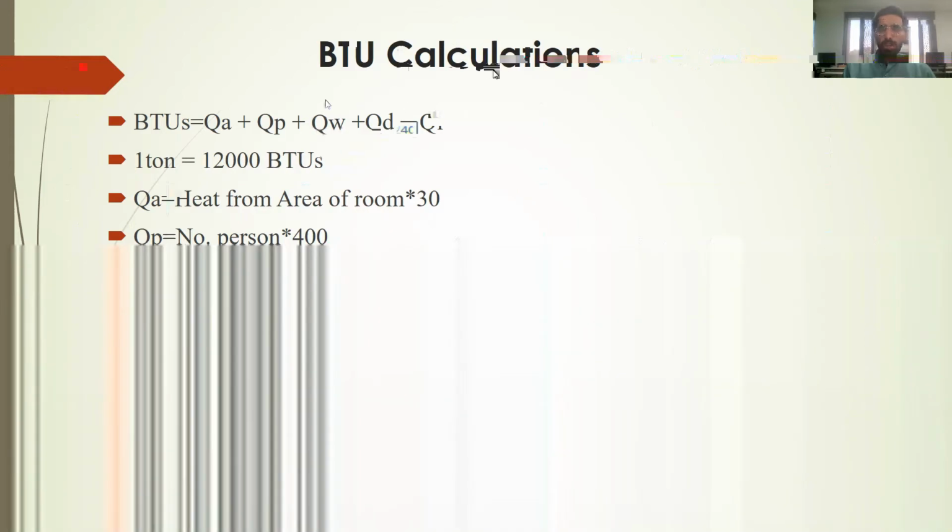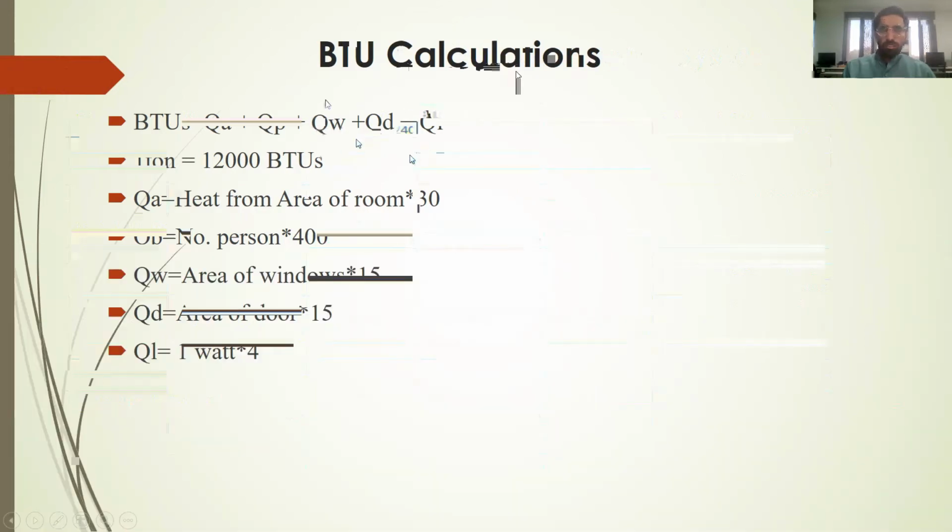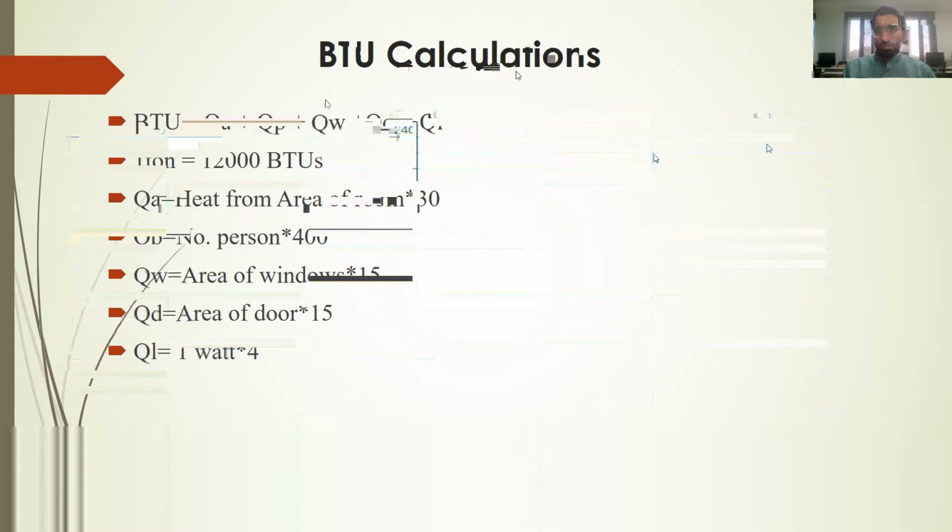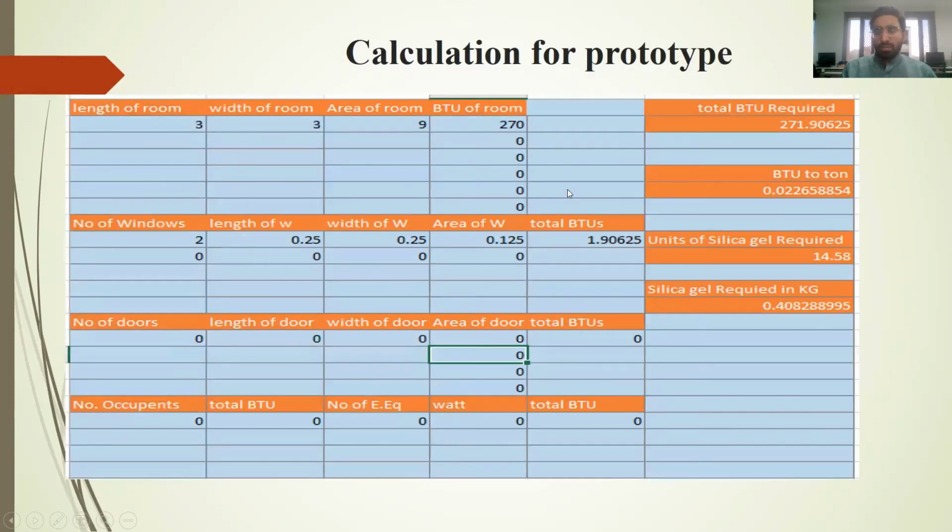And this is the calculation of the room. If you want to make the system for a room of the area given here, 16 by 15, first we should calculate the BTUs of the room. So these are the BTUs of the room, and when we convert it into tons, we can see that 0.81 ton is required to cool this room.